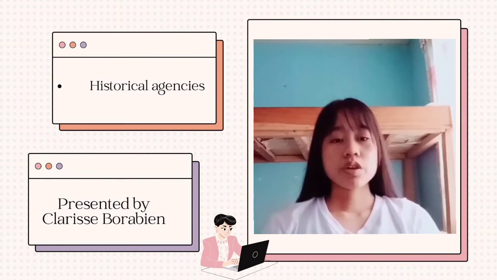Now, historical agencies are the tool that provides the connection between the historical agencies' choices and decisions in the past and their relevance to the students' choices and decisions in the present. So, this is what a historical agency is.